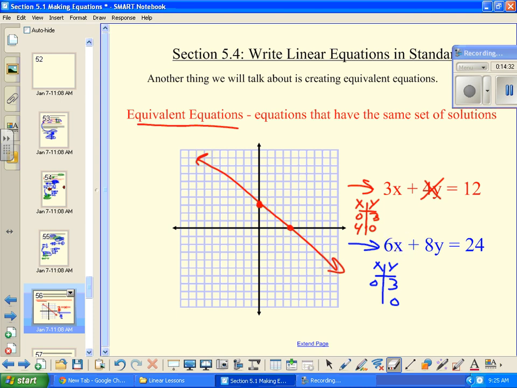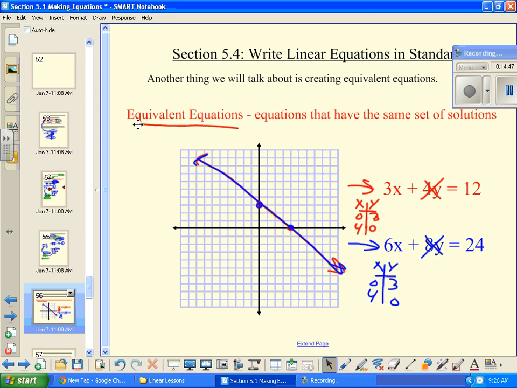Come back to the original equation. Put in 0 for y. 24 divided by 6 gives me 4. So the intercepts for this one are (0, 3) and (4, 0). What do you know? Okay, that is the exact same line. If I graph them, they're right on top of each other.